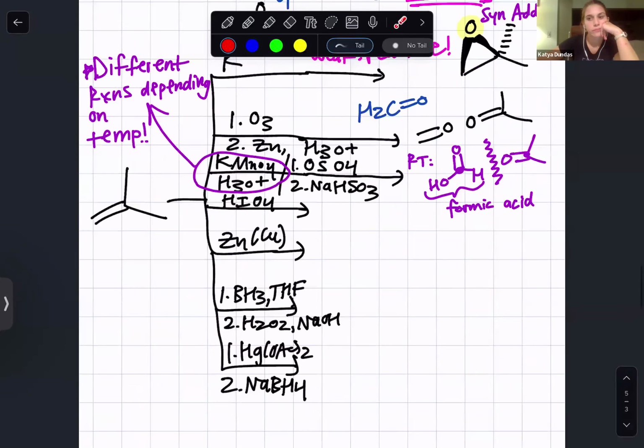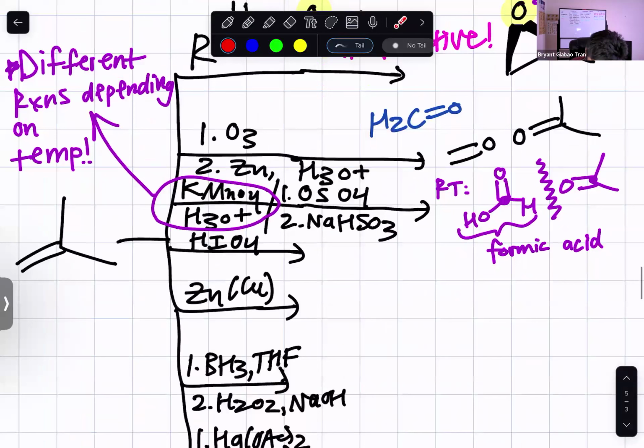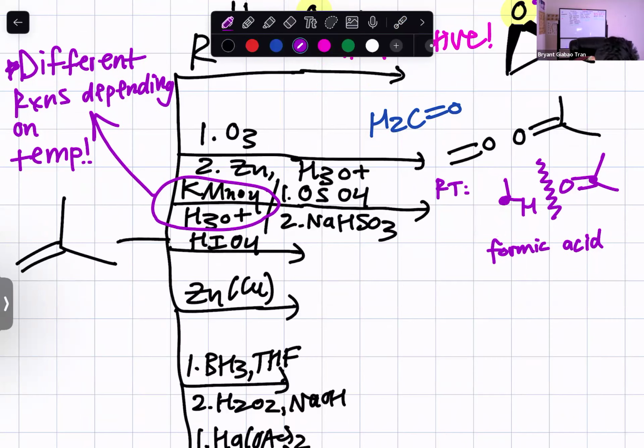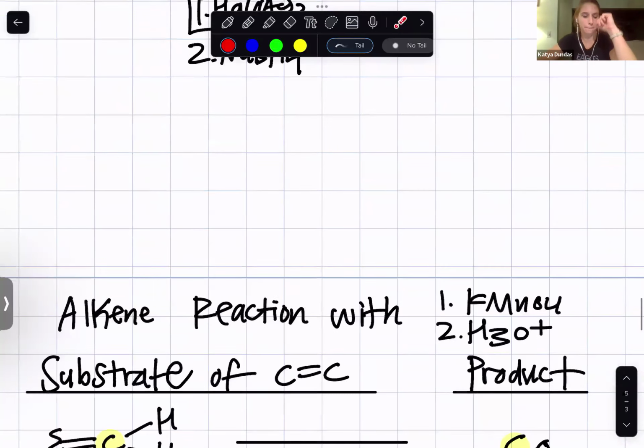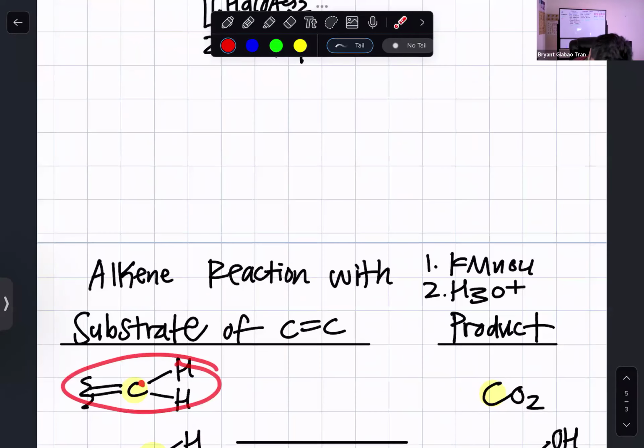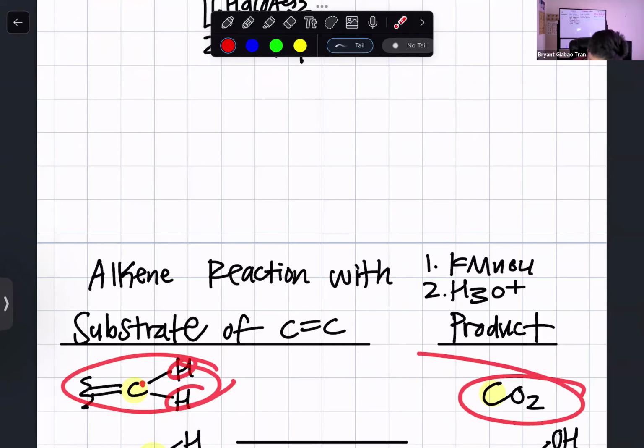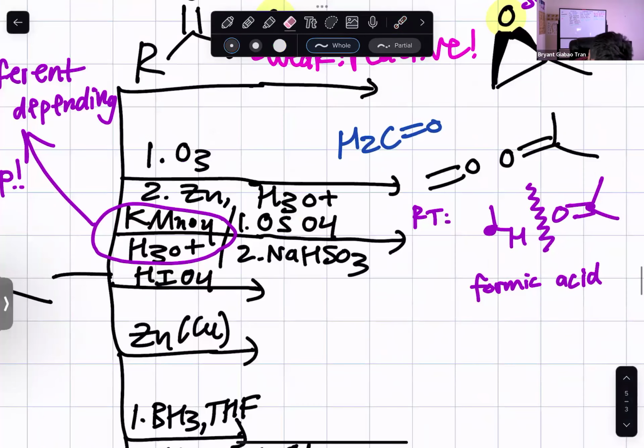So if we go over here, it should not be this formic acid. It should be carbon dioxide, because this substrate right here, if we cut it in half, is attached to 2 hydrogens. The carbon attached to 2 hydrogens on the left should be the carbon dioxide product right there.